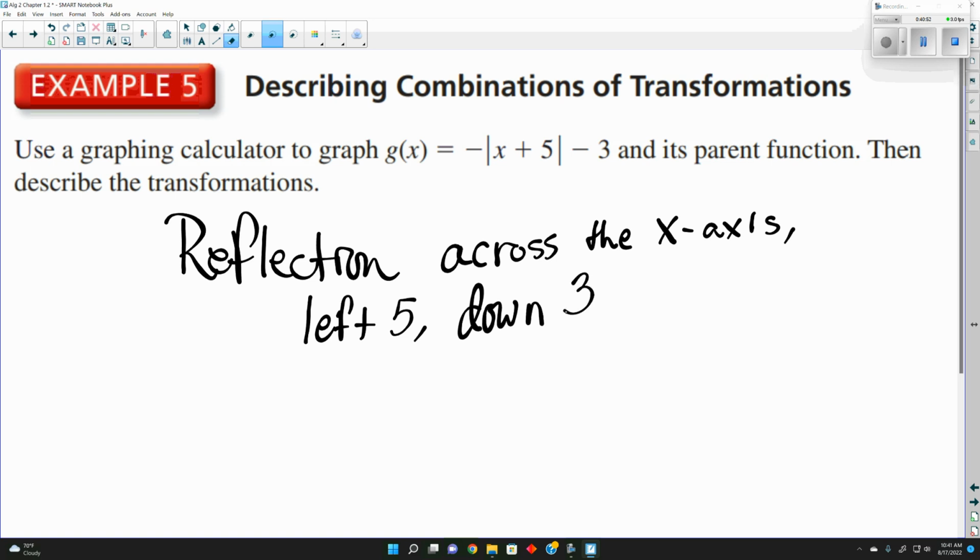So all the ones that we did today, we can use them together in one. We don't just have to have one function. But the placement of them does not change. Because if there's a negative outside, it's a reflection across the x-axis. The numbers added or subtracted inside the absolute value parentheses move it left or right. And outside, added or subtracted moves it up or down. And that's it. So we're looking at one at a time. Questions on this here?